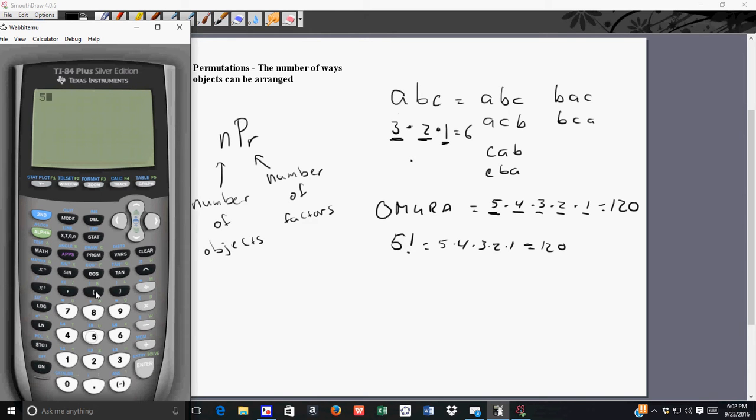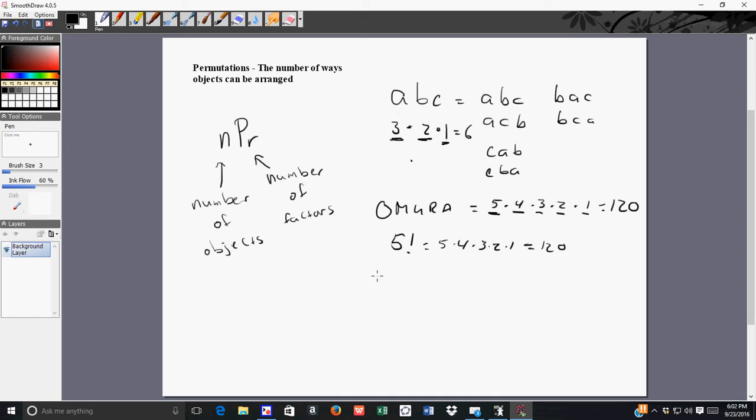What you would do is press 5, and then you go to math. You go over to probability, and you select number 4. Oh goodness me, it didn't work. So let's try that again. You get 5, press math, go over to probability, select number 4, and you get 120.